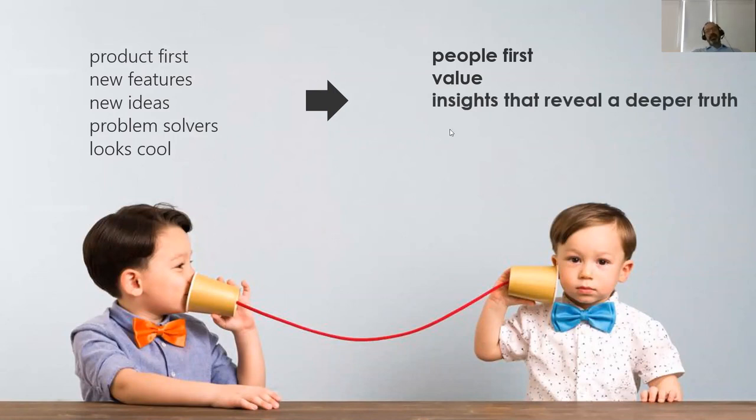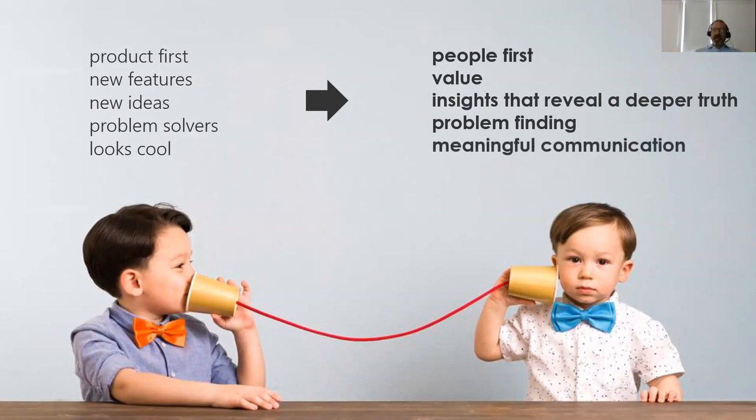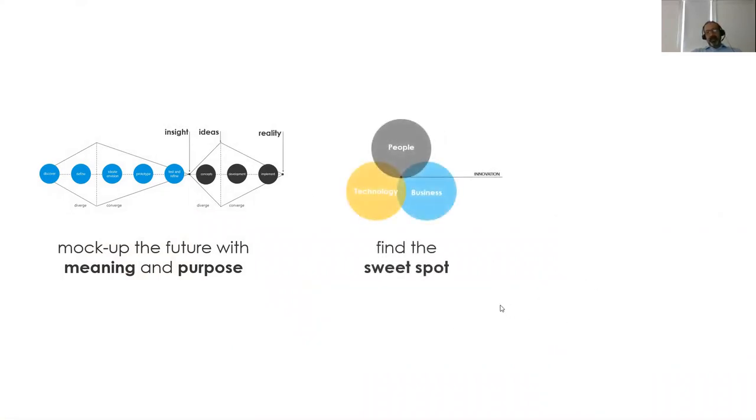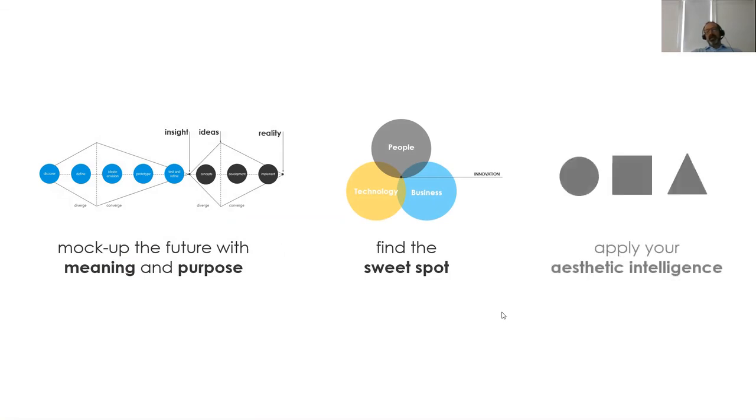Find out what the insights are that reveal a deeper truth about what to make and why to make it. Instead of just being a good problem solver, be a great problem finder, right? What are the right problems to solve, and what's going to make the most impact? And instead of thinking about design as just something that looks cool, think about it as meaningful communication. It's very purposeful, okay? So if you do those things, right, we have a process that helps us find meaning and purpose and ideas that really hit the sweet spot. And if we apply our aesthetic intelligence along that windy path, we're going to make better decisions along the way. And at the end of the day, we'll bring some clarity to the fuzzy front end.